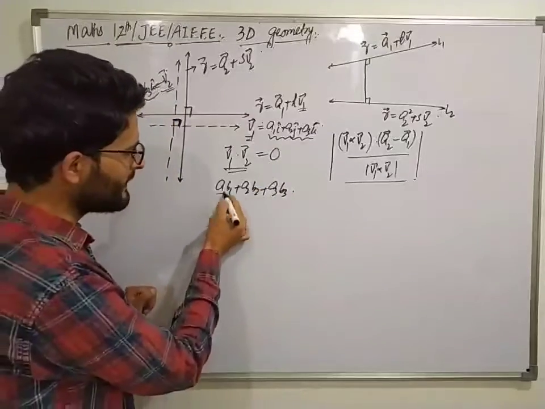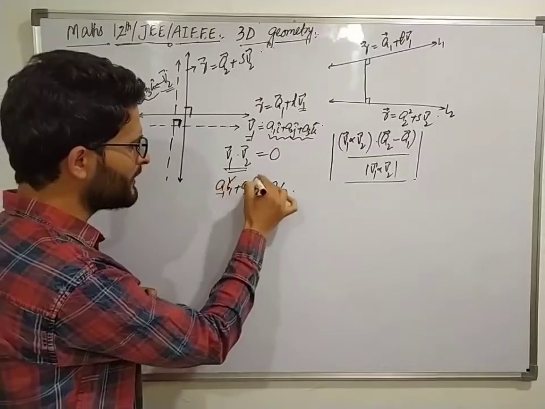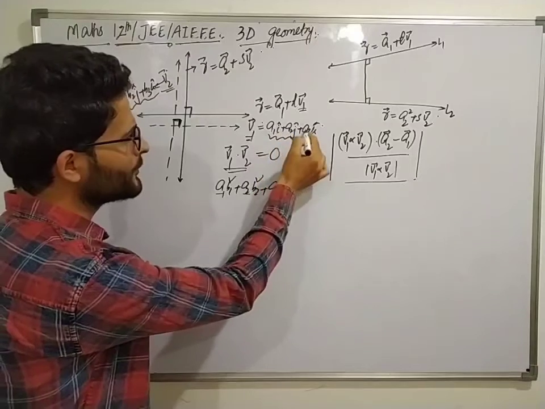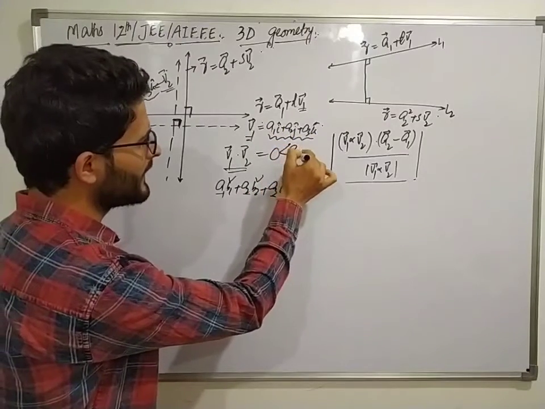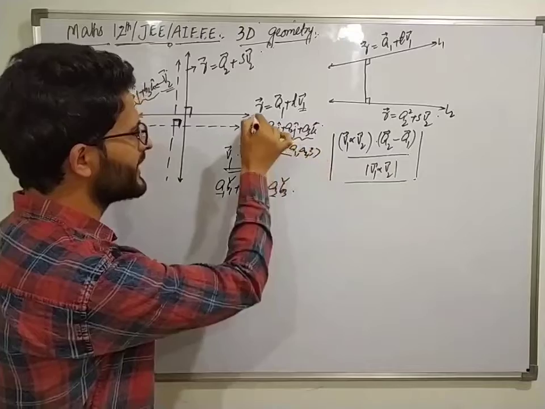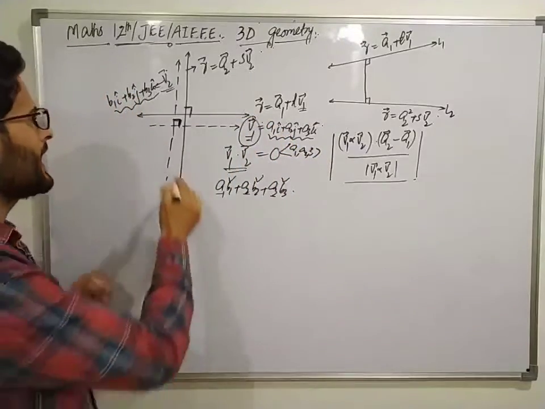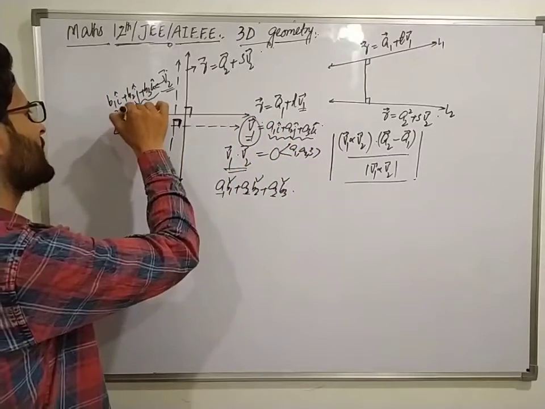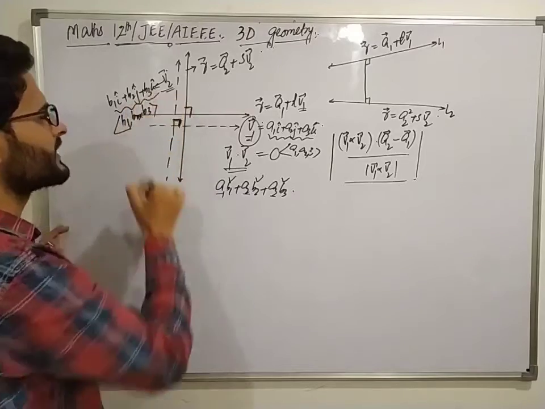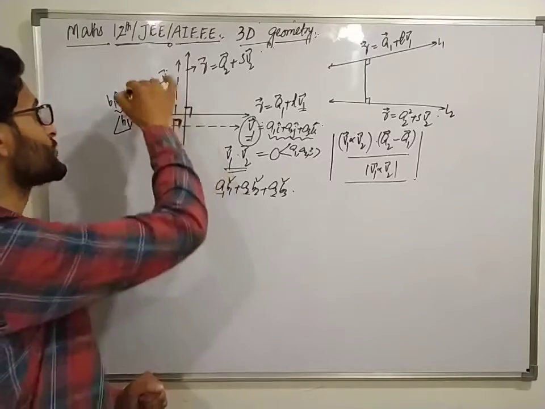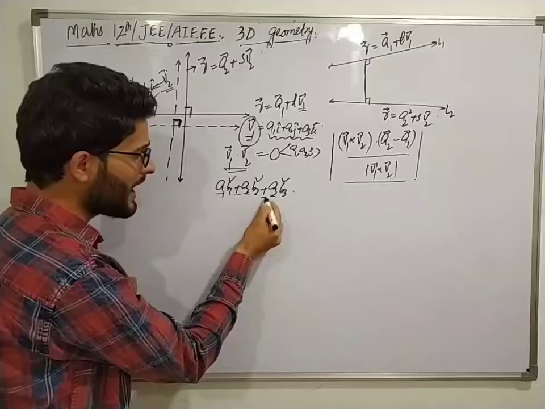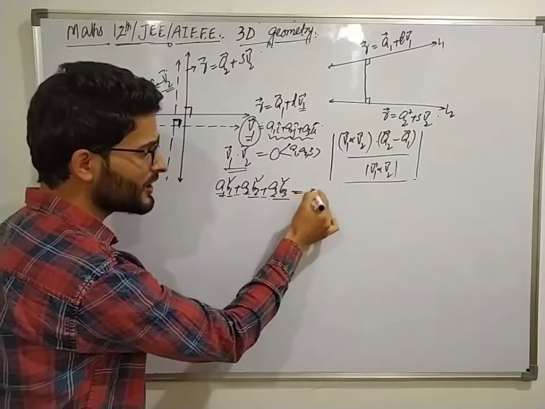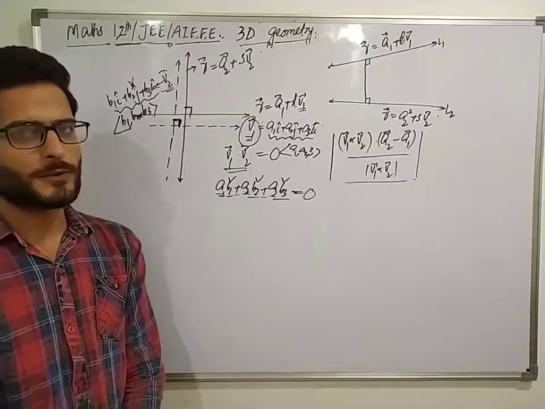But what about this A1, A2, A3 and what about B1, B2, B3? The ordered three tuple of A1, A2, A3 are the direction ratios of vector V1, and similarly the ordered three tuple of B1, B2, B3 are the direction ratios of vector V2. So the sum of products of direction ratios is equal to 0.